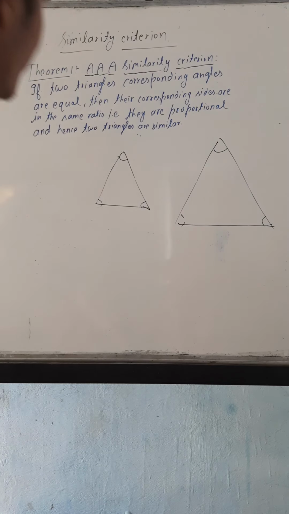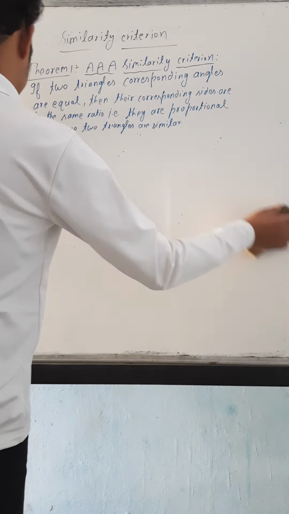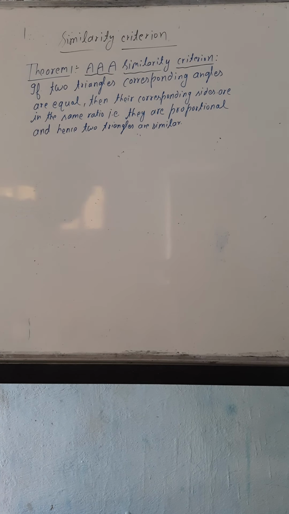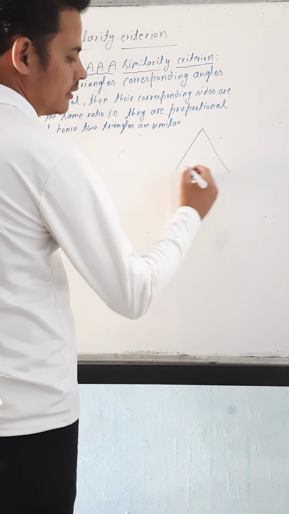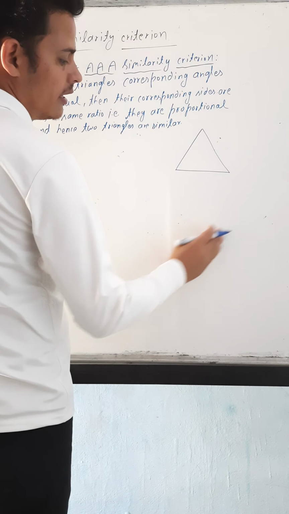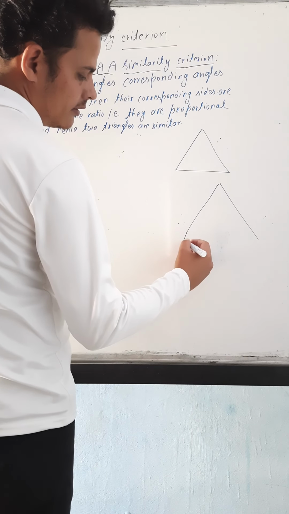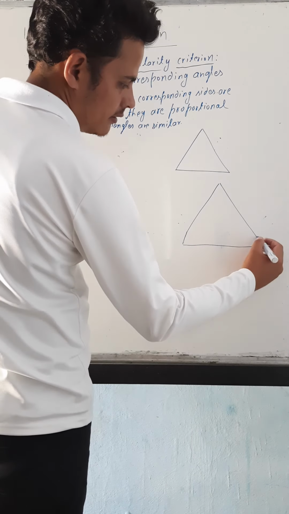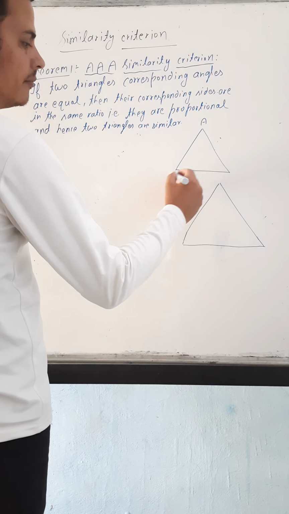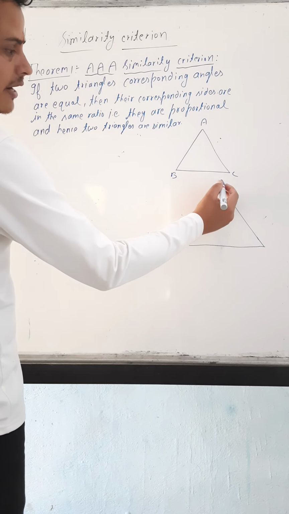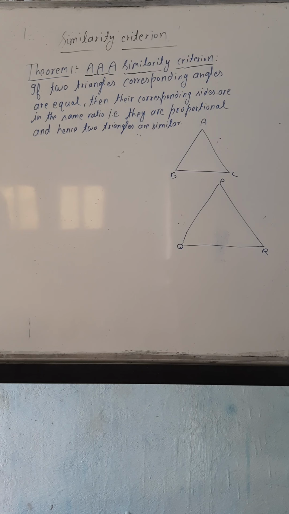Let me first make the figure here. Space problem also, so let me make it here. Let's say we have two triangles. This is the first triangle, and this is the second one. Let's say this is triangle ABC, and this is triangle PQR. These are the two triangles you have right now.